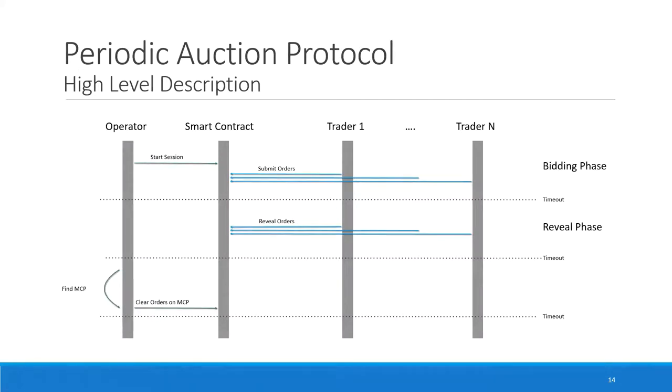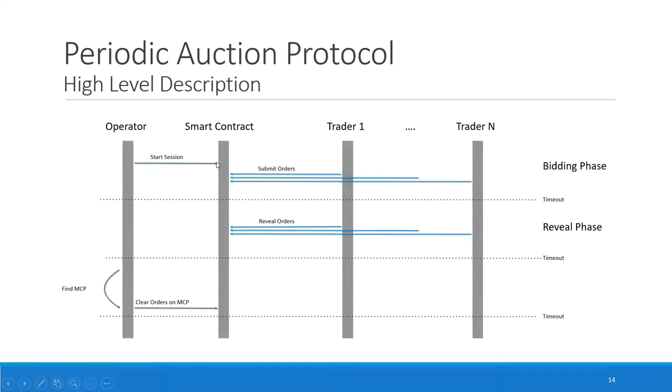So now we are going to talk about the periodic auction protocol. Here we have a high-level description. We have a single operator, a smart contract, and a set of traders. And also we have different phases. The first phase is called the bidding phase. Before that phase starts, the operator starts the session. So the operator sends a transaction to the smart contract to instruct it that we are going to start a new session.